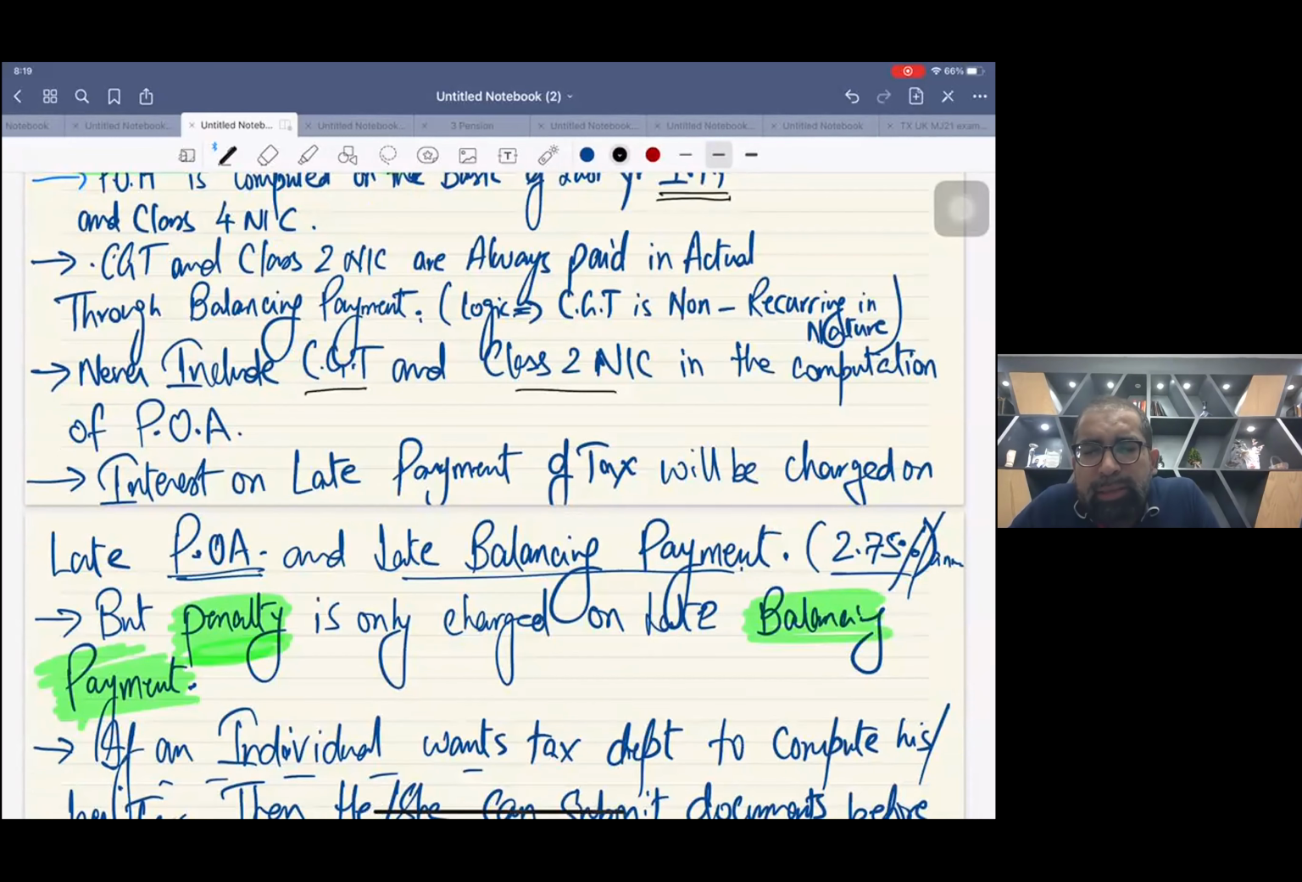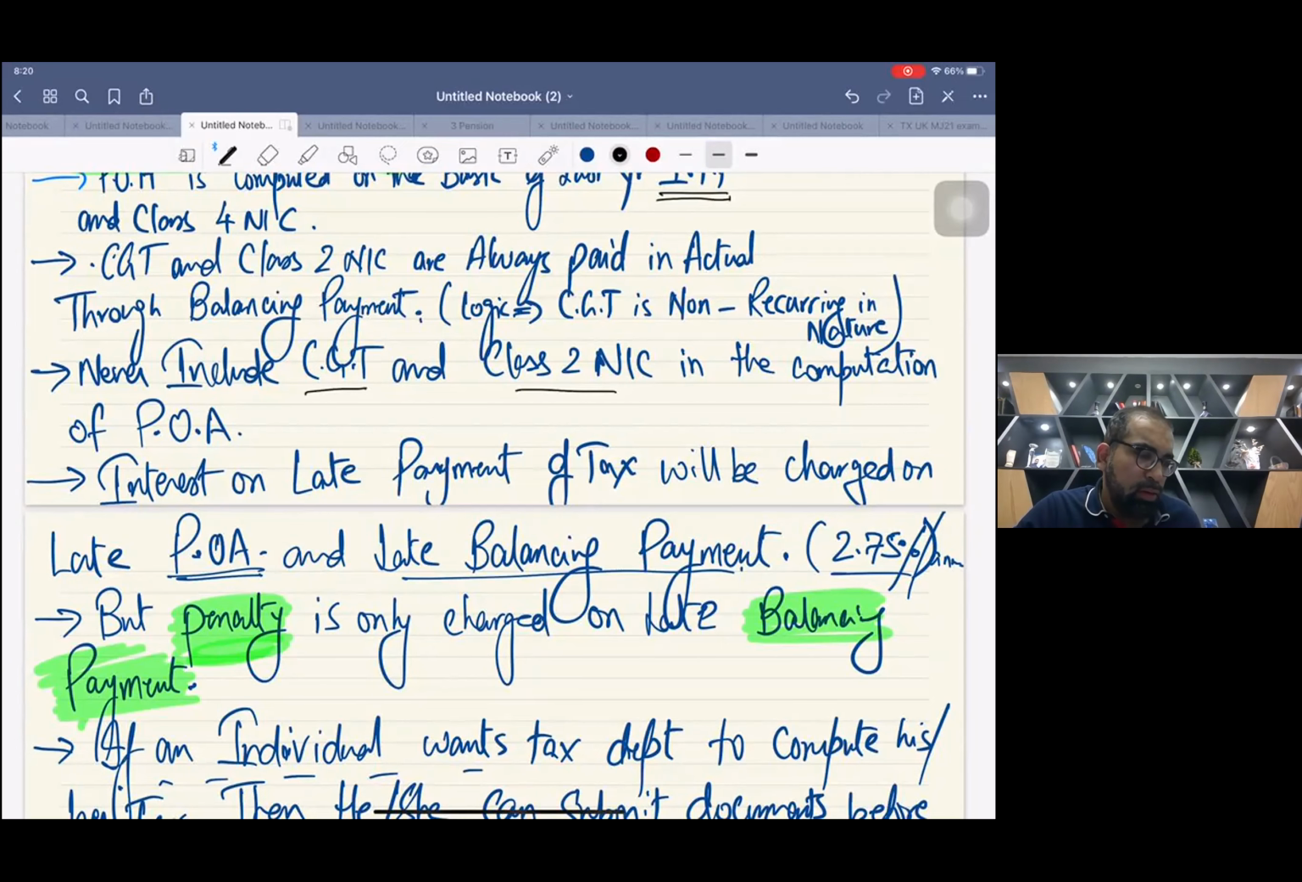If you pay your electricity bill late, definitely you have to pay interest. You have to pay something extra. This is the rule of the world. So if you pay your POA or balancing payment or any payment late, you have to pay interest, and this late payment interest is 2.75% per annum, right?